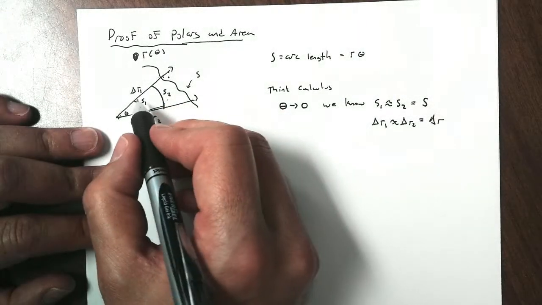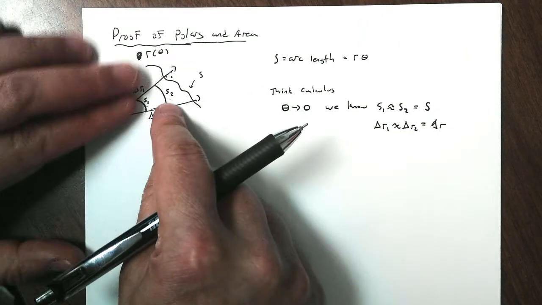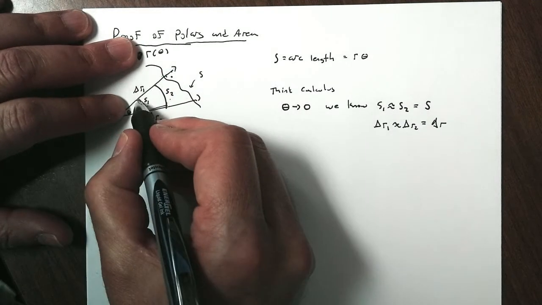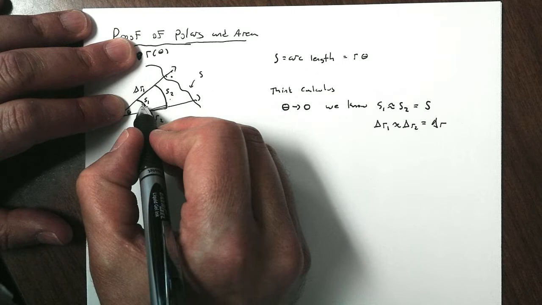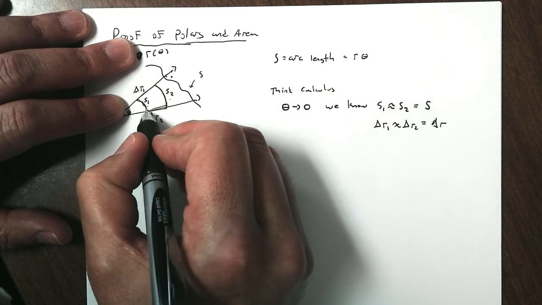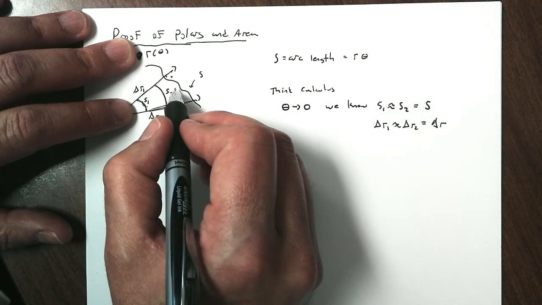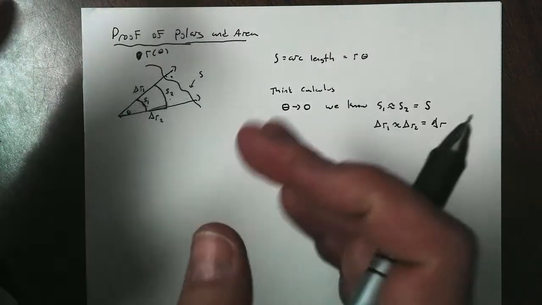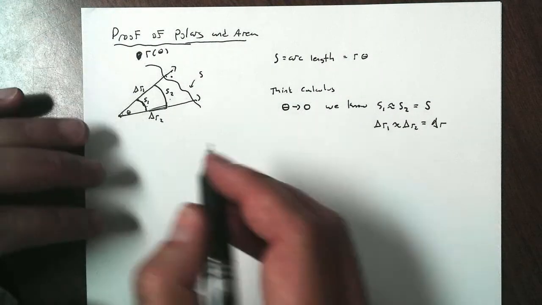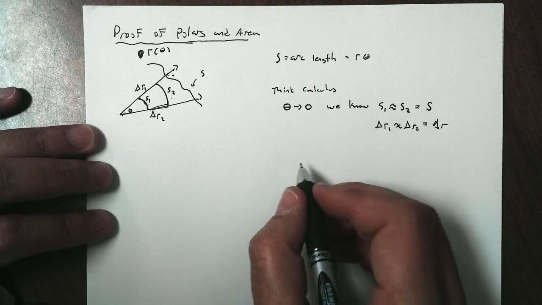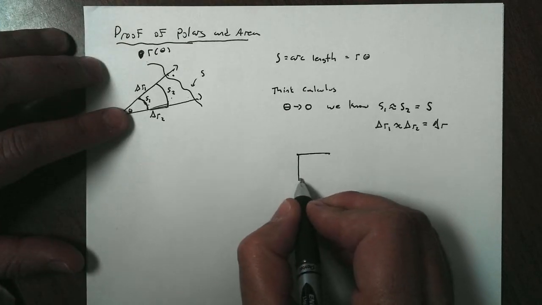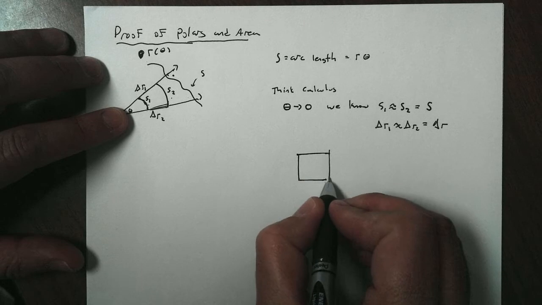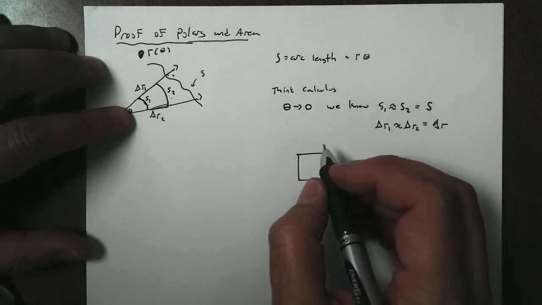Now, also, let's think about this. As these get smaller and smaller, they're kind of like straight lines already, but as theta gets smaller, we're talking about tangential lines here. So S1 and S2 become linear themselves. So as theta goes to 0, this little region right here becomes almost a rectangle. As a matter of fact, it basically becomes a rectangle.